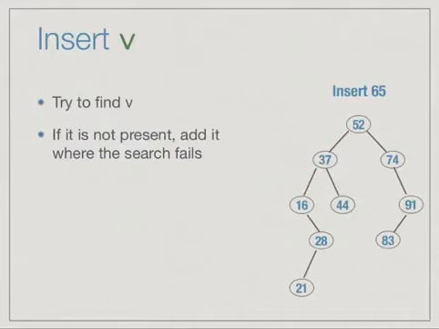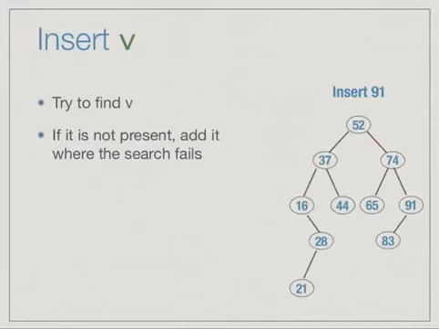Similarly, we can start and look for 65. So 65 is bigger than 52, so we go right. Then it's smaller than 74, so we go left. But there's nothing to the left of 74, so we put it to the left of 74. Now insert will not put in a value that is already there because we have no duplicate. So if now we try to, for instance, insert 91, then we go right from 52, we go right from 74, and now we find that 91 is already present in the tree. So insert 91 has no effect on this tree.